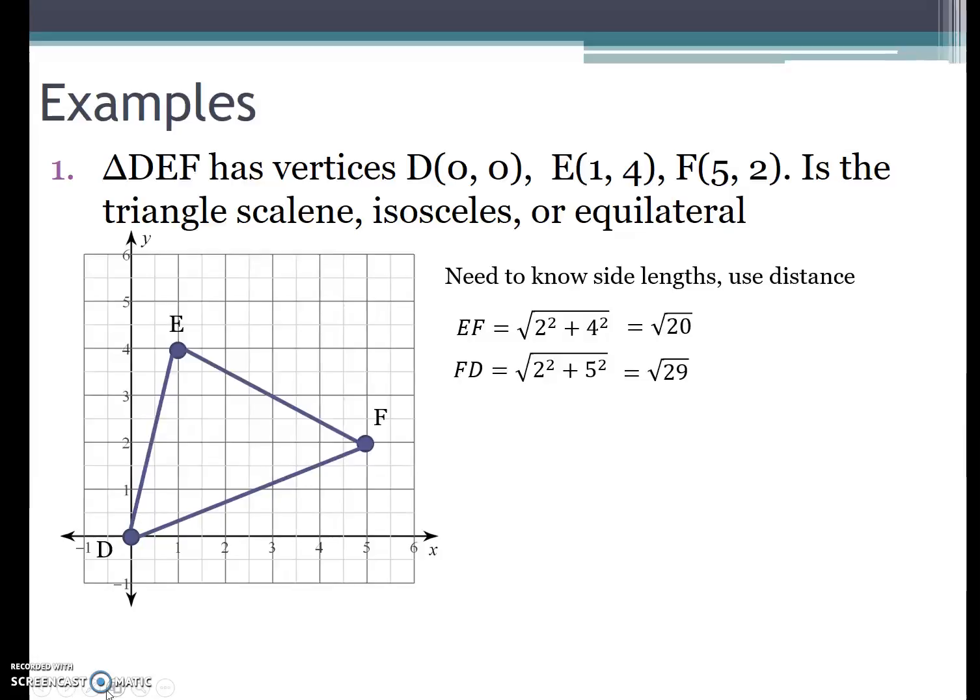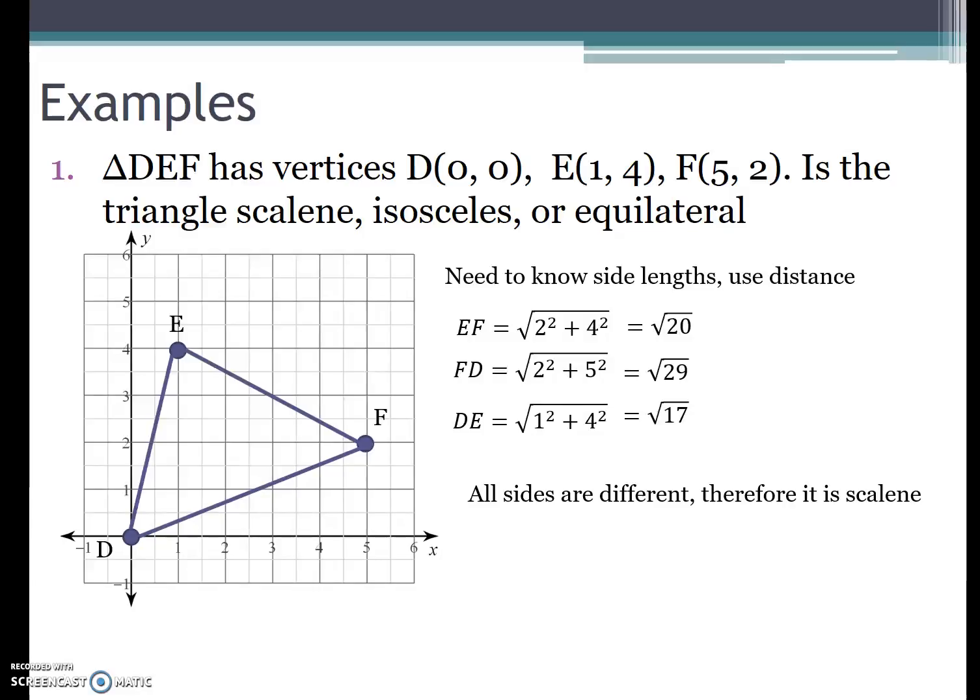So we're going to check our last side, which is ED, and I'm seeing going up 1, 2, 3, 4, and over 1. So I'm doing 1 squared and 4 squared, which is 16 plus 1, which is 17. Three sides that are not equal to each other, that means it's scalene. Okay, so that's the process you're going to take if I give you some points.